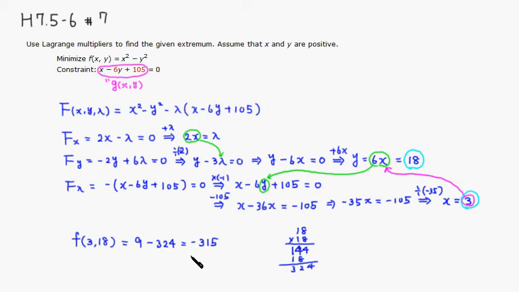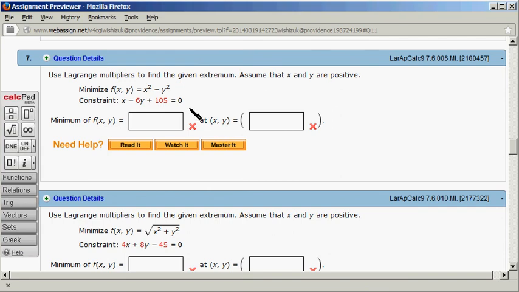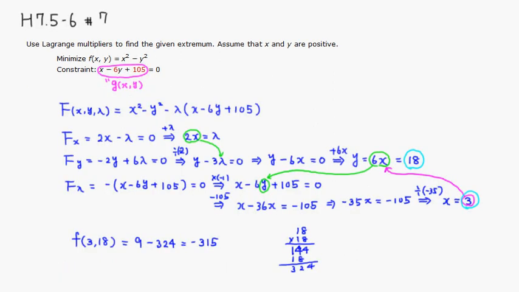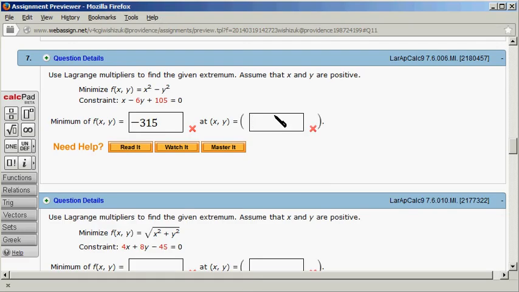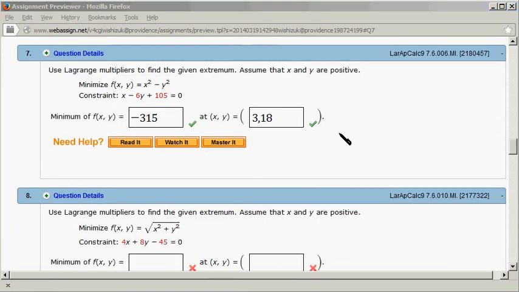Right? So we have that, and let's type it in. Alright, so minimum value was negative 315. And it was, let's see, what was the value? 3 and 18. All right, 3, 18. All right, let's check the answer. All right, it came back and looks like we did this problem correctly. All right, that's it. I hope that this was clear.